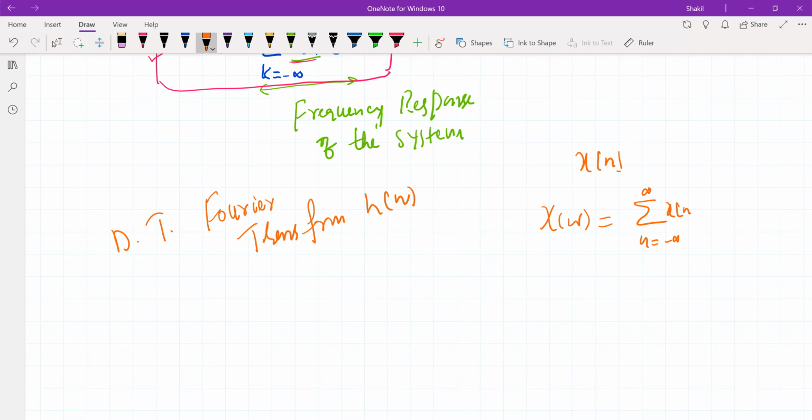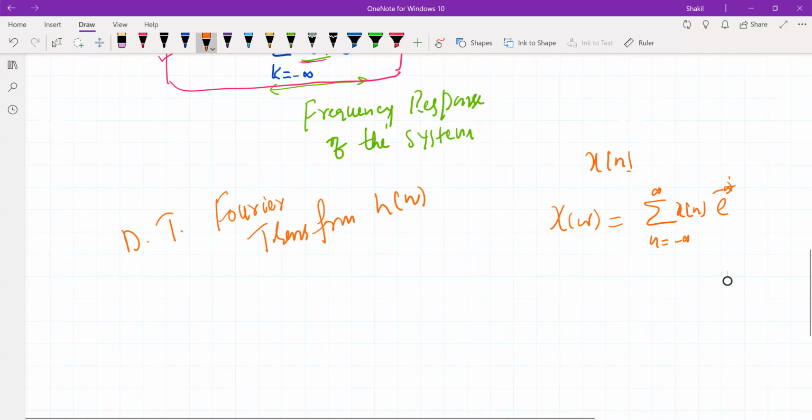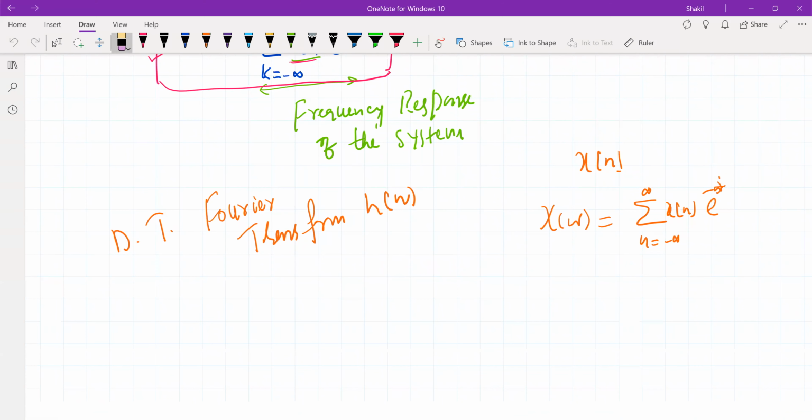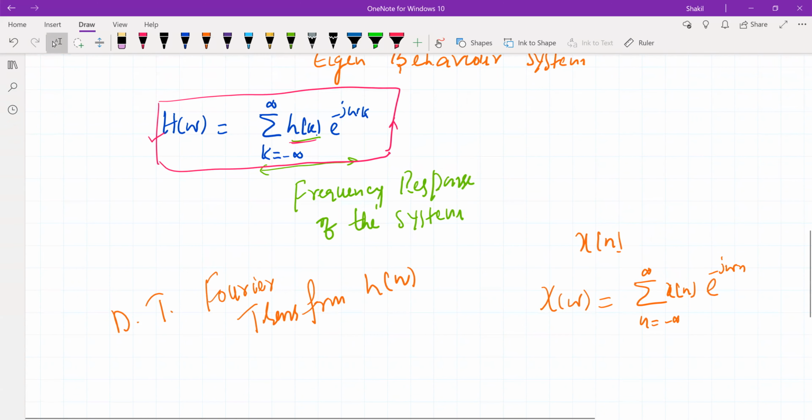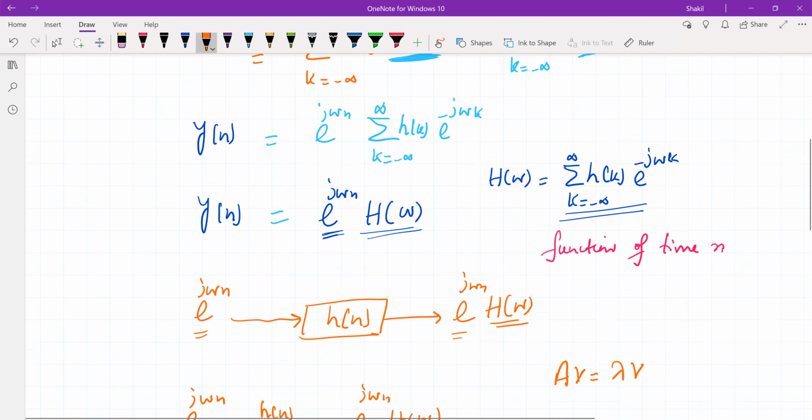X of omega is the summation of x of n e raised to minus j omega n. So this is the Fourier transform of x of n. This is also referred to as the frequency response of the system, meaning this gives the frequency behavior. And remember, it won't be a function of k or n, meaning it won't be a function of time. It will be a function of omega only. That we shall see in a little bit when we solve some examples.